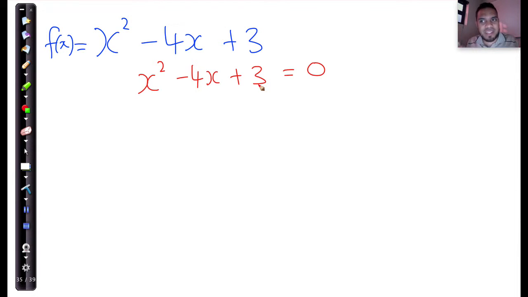Remember, our ultimate aim in this section is to find a way that we can talk about the roots without having to find them, but I'm doing it the long way for now. Okay, so what does this mean?